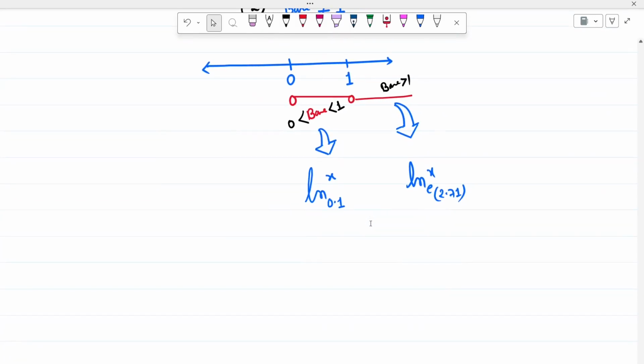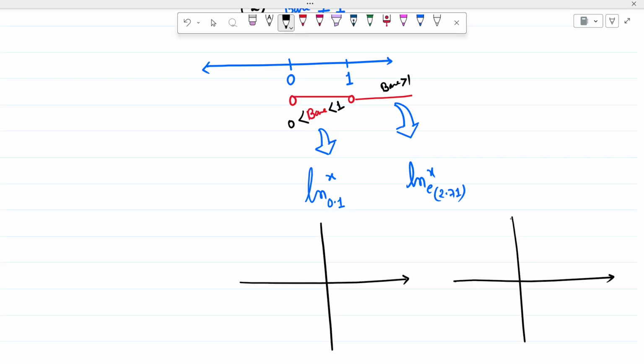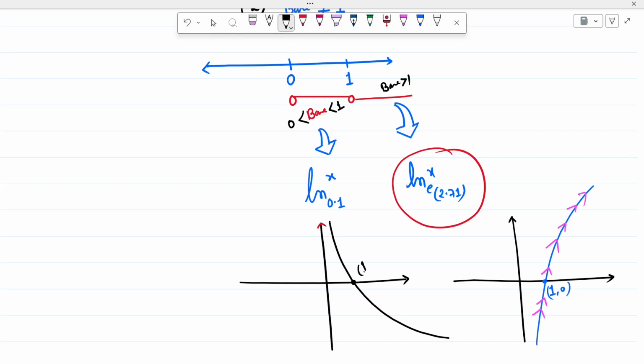There is a drastic difference between these two graphs. Do you know what the difference will be? I know the shape changes. One goes up and the other goes the other way. Let us see the second one. The second one is your normal graph. For 1, it will always be 0, and it is an increasing graph. Whereas this will be a decreasing graph like this. Still, this point will be (1, 0), but it is a decreasing graph.